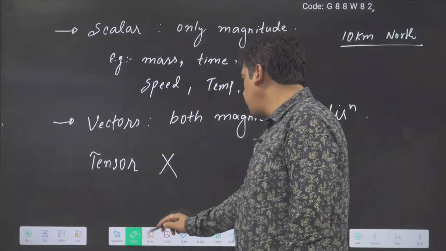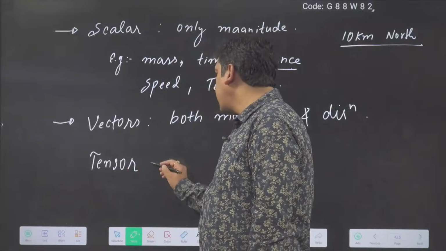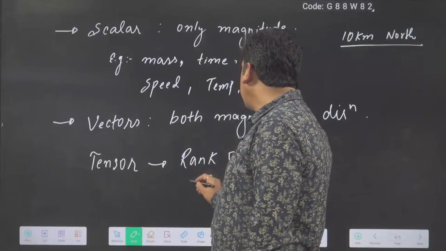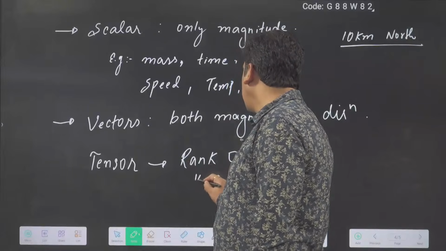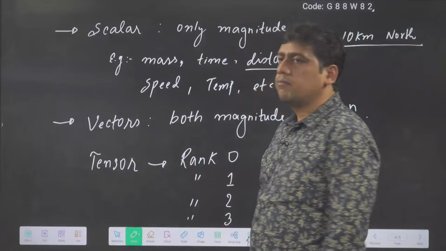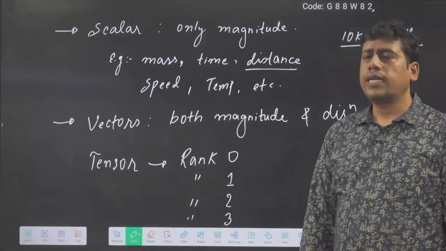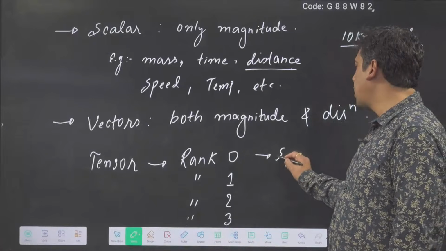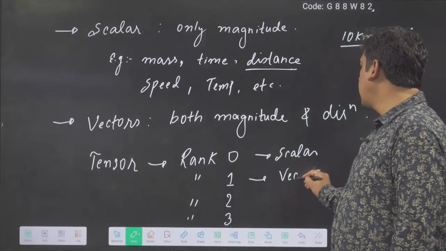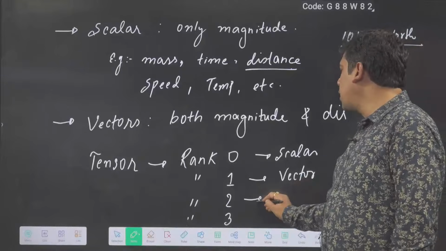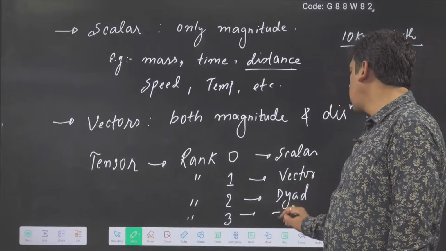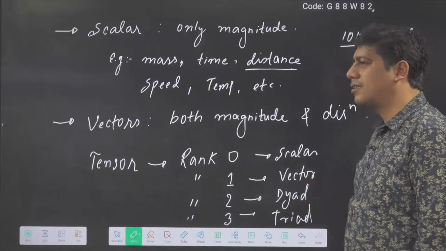Why? Because let me tell you some little thing. Tensor has different ranks. There is a tensor of rank 0, then a tensor of rank 1, then a tensor of rank 2, rank 3, and so on. A tensor of rank 0 we call a scalar. A tensor of rank 1 we call a vector. Similarly, you can give any name, like dyad or triad, something like this.